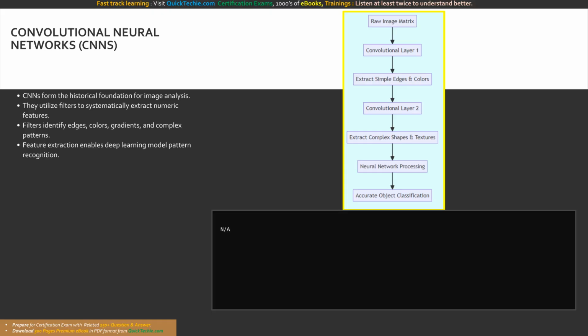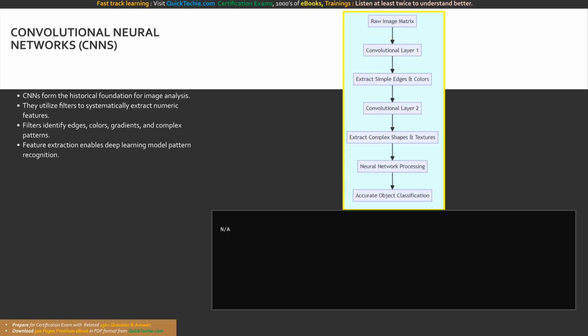In the initial layers of the network, these filters might detect very simple visual patterns, such as horizontal lines, vertical edges, or specific color gradients. As the data passes deeper into the subsequent layers of the neural network, the model combines these simple features to recognize much more complex shapes, like curves, textures, and eventually, highly specific object components, like wheels or eyes.